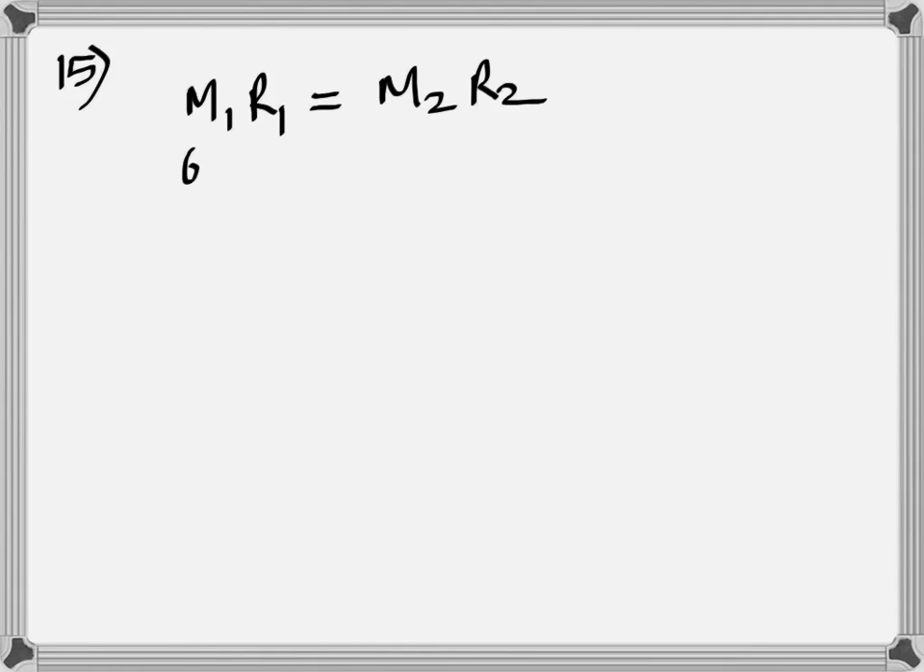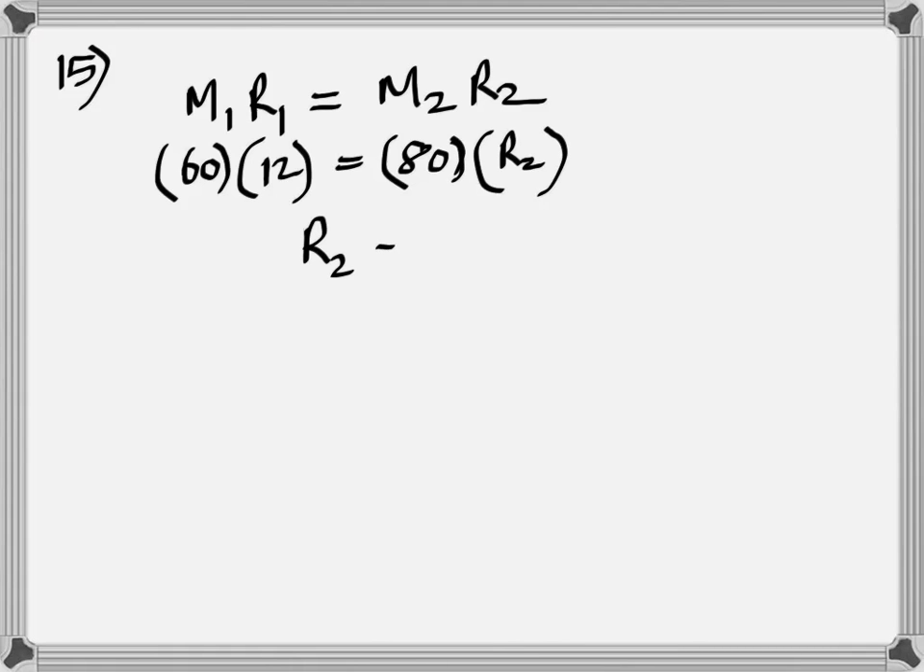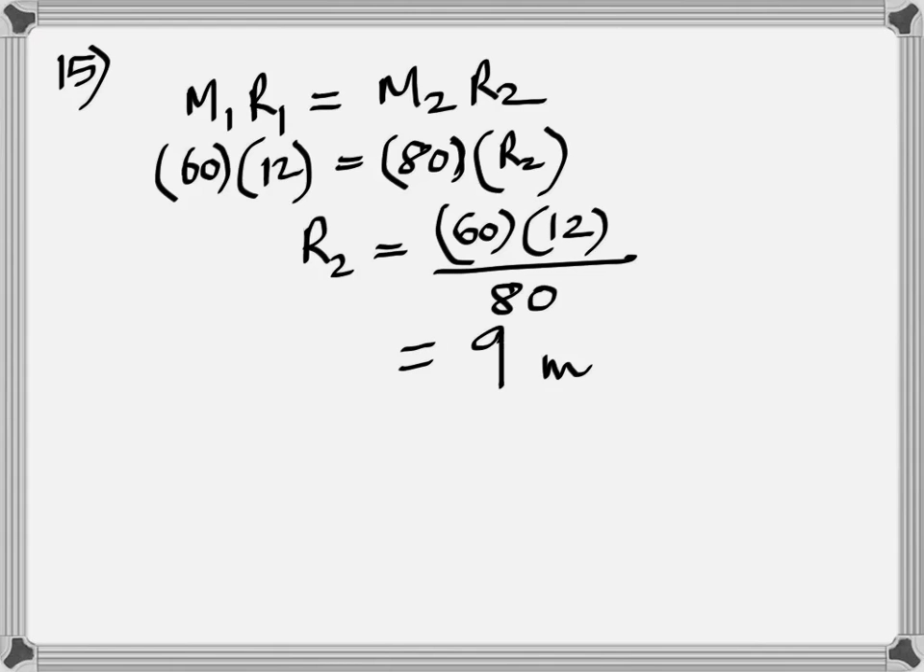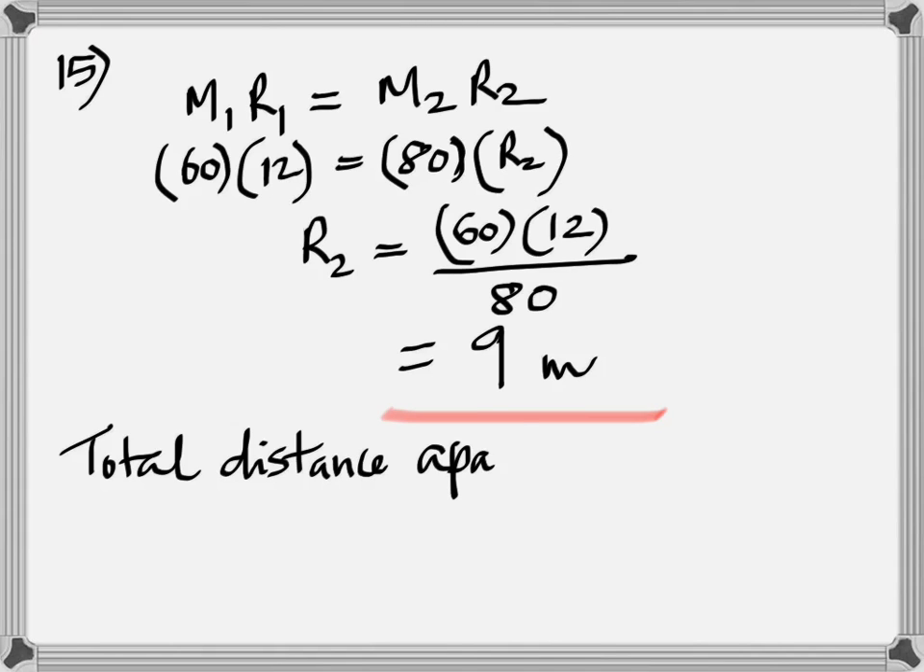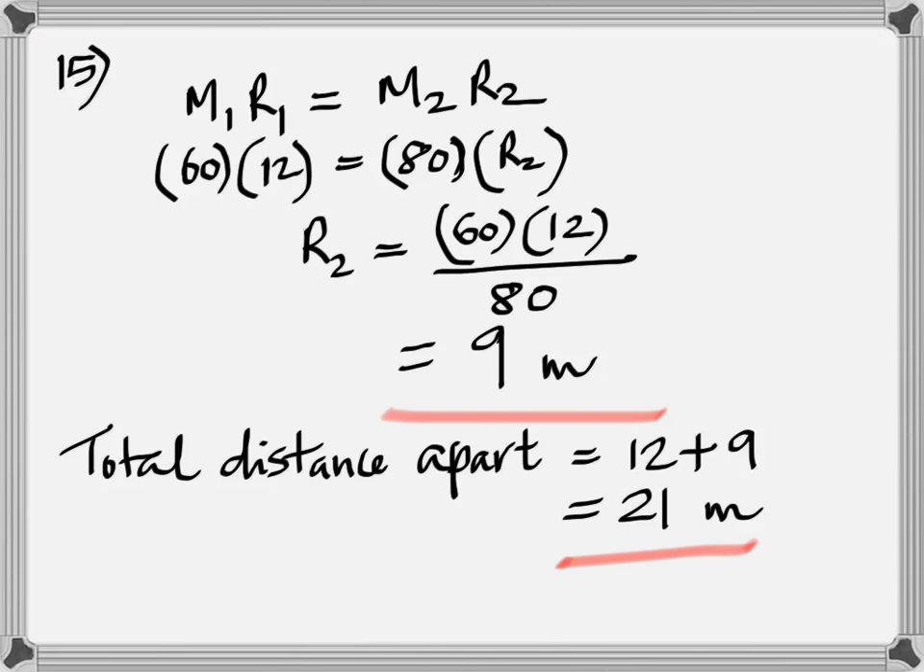Simple question where the two of them, 60 kilograms and 80 kilograms, are at rest. And they push apart like we did before. M1 times R1 is M2 times R2. And therefore the distance moved by the lighter one is, in fact the distance moved by the heavier one is 9 meters. So the total distance apart is 12 plus 9, 21 meters. 16.